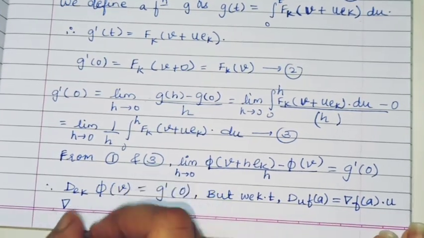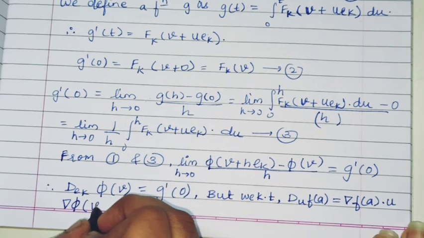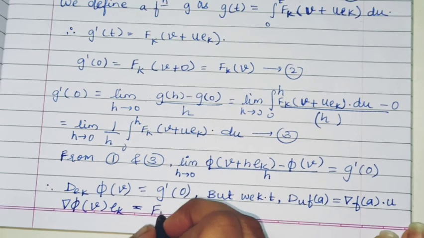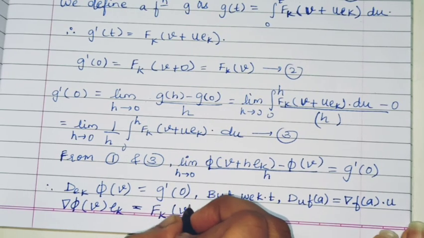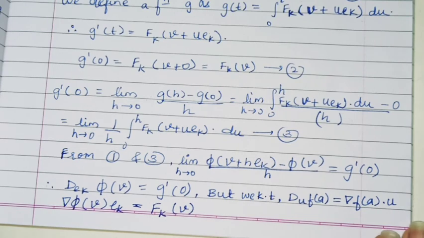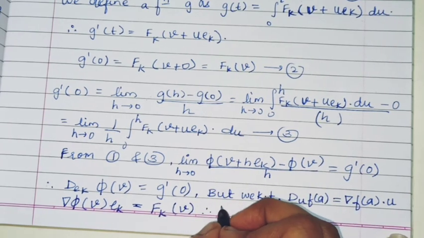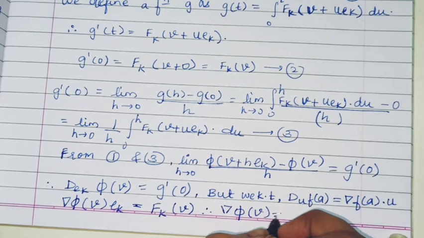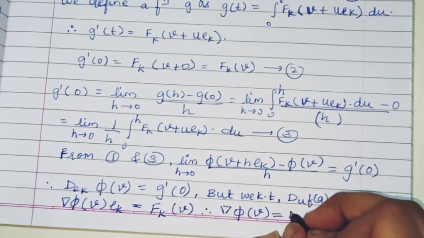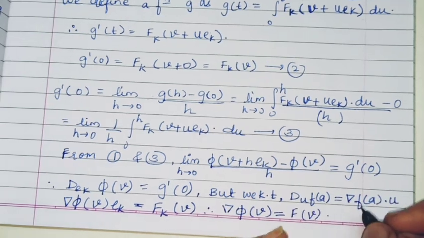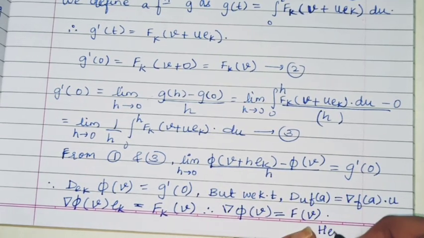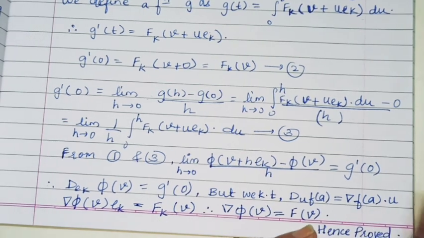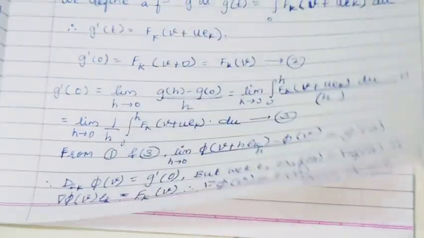So let us rewrite it. Instead of f of a, here it is phi of v. So d u of f of a can be written as the derivative of phi at v, and ek is a unit vector. So ek is equal to capital Fk of v. Now removing the unit vector part, we get the derivative of phi at v is equal to capital F of v. This is what we had to prove.